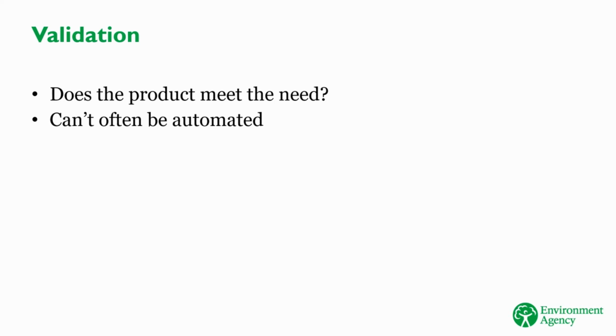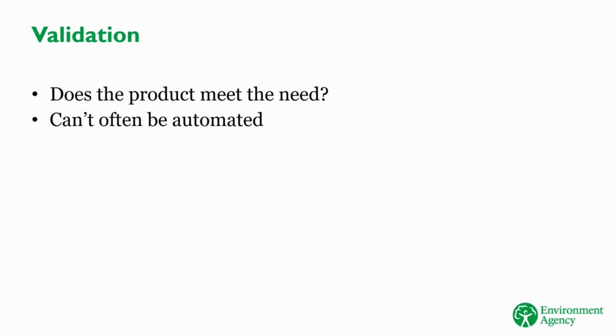Validation is about checking that the product you receive does whatever it is you want it to do, that it meets the need. Validation isn't about matching rules, so it's harder to automate. A product can pass verification but fail validation. Just because it is in the format you're expecting, it doesn't mean that the data or information is correct.